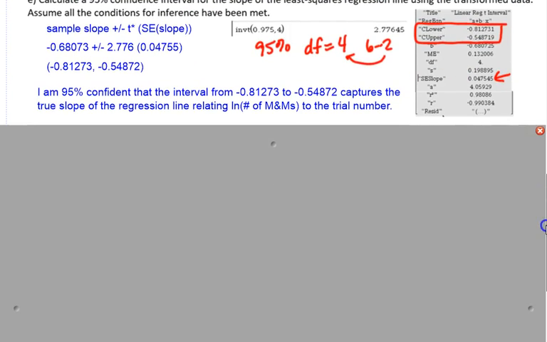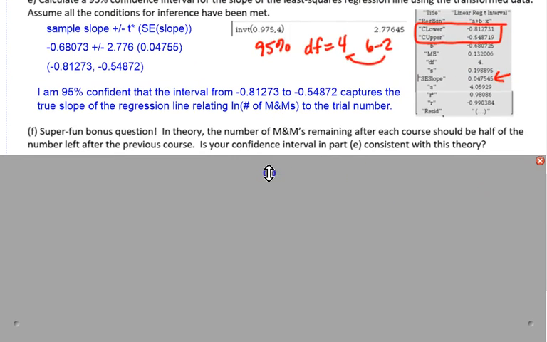Now the last question says, super fun bonus question. In theory, the number of M&Ms remaining after each course should be half of the number left after the previous course. Is your confidence interval in part E consistent with this theory?